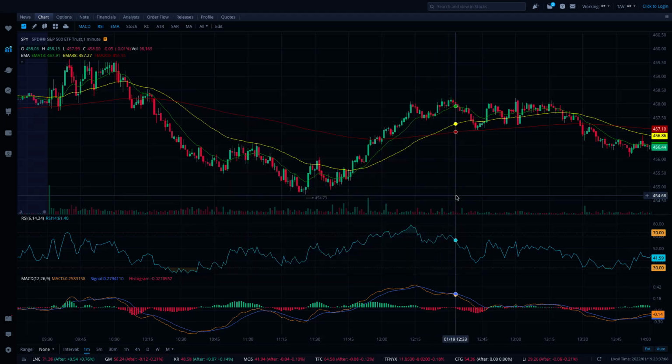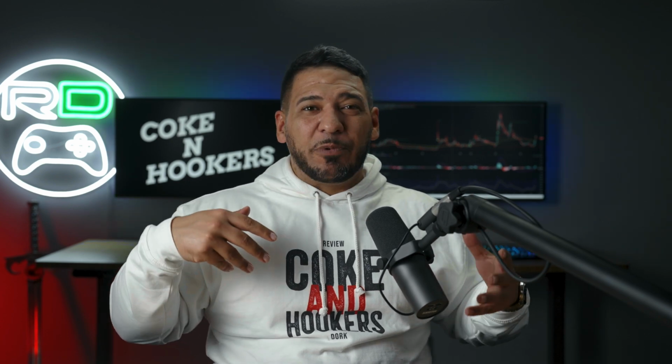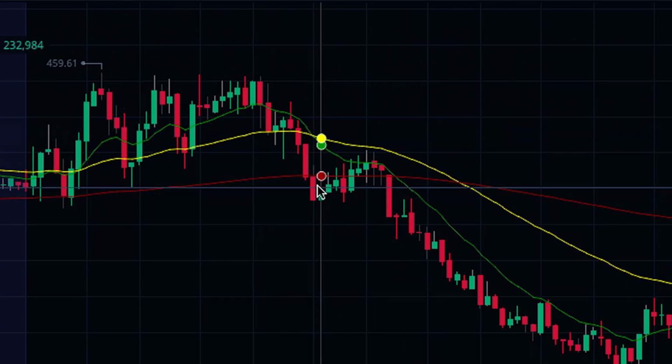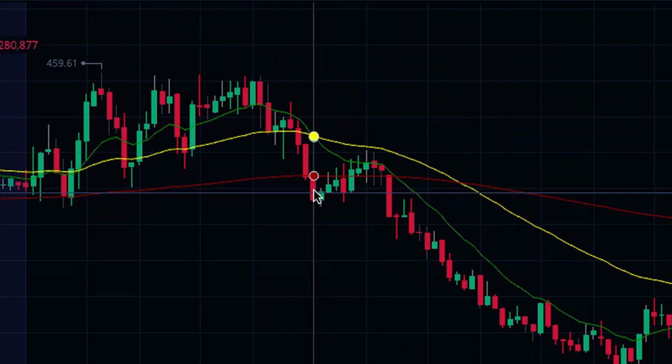Now, before we get into the strategy, you have to know that if you're playing options, you want to play at the money, okay? So let's go ahead and look at what that would mean by playing at the money. So here we are in the chart. We see the crossover happen. Now we have to look at the candle. And the candle's reading 457, 458.